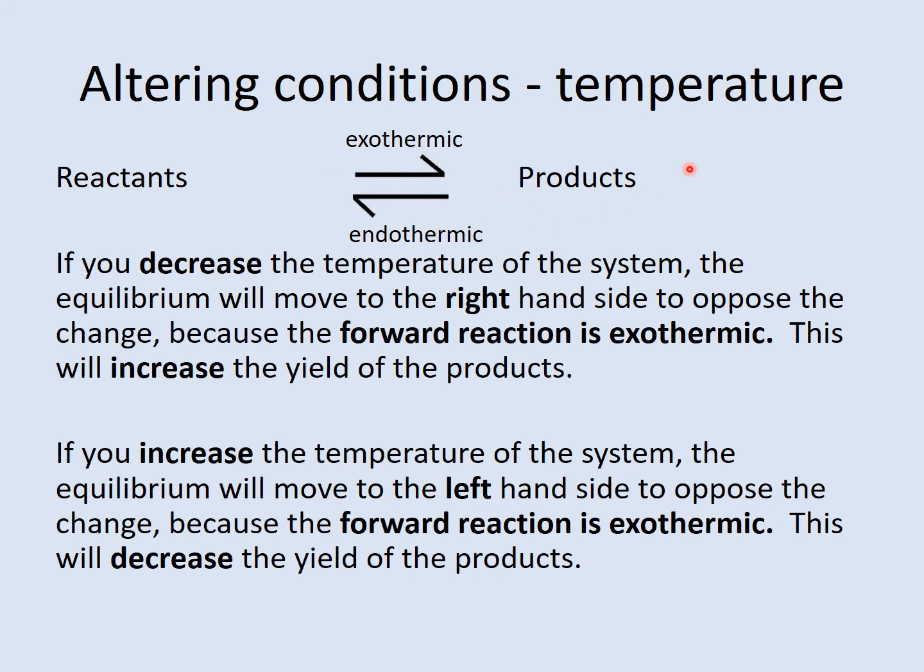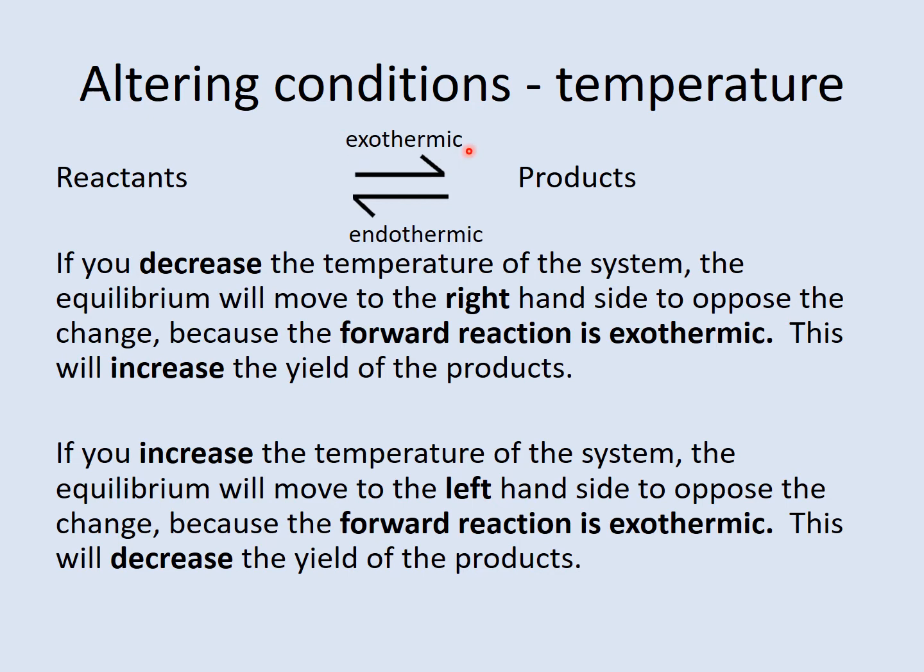And what will that do to the products? Well, if it's moving to the left, it will decrease the yield of product. Right, now, you will notice that I wrote that the forward reaction is exothermic in the first one, but then I wrote it again here, and you might wonder if that was a typo. Well, it's not, because you don't just literally have to write the opposite, okay?